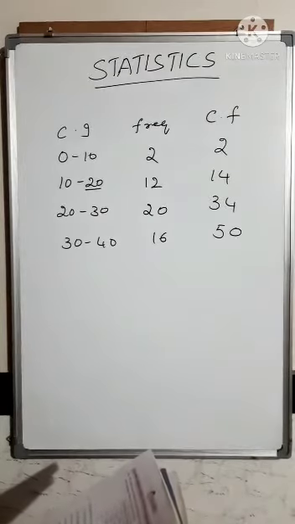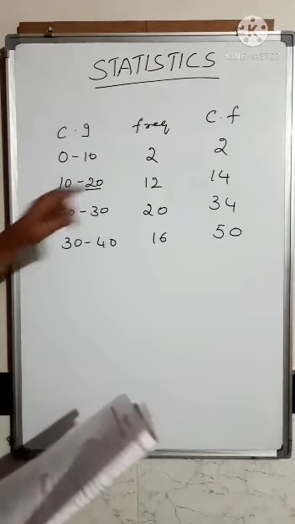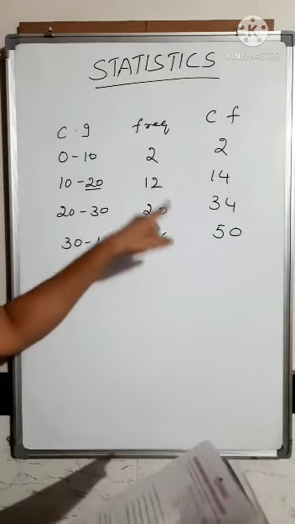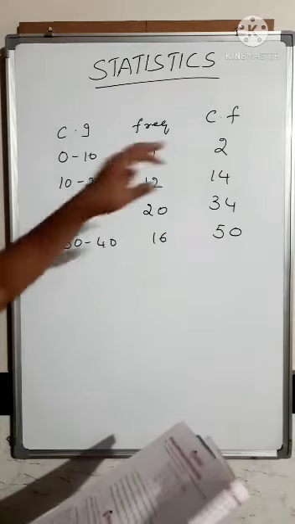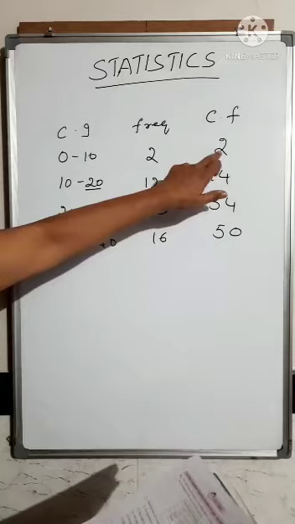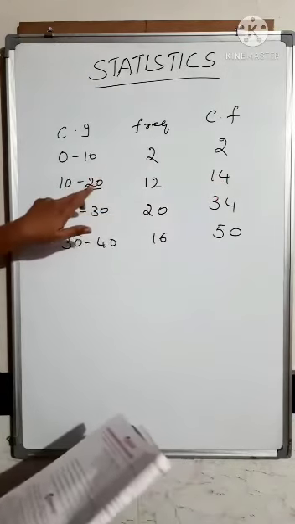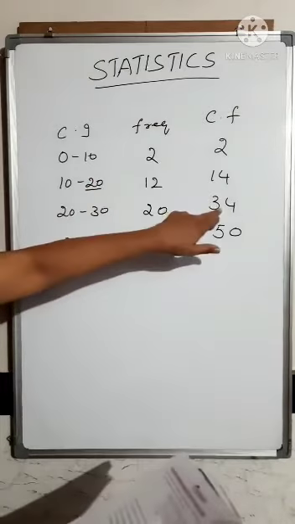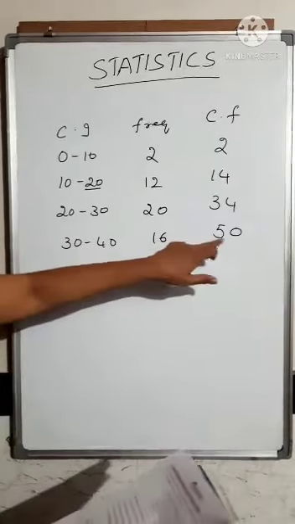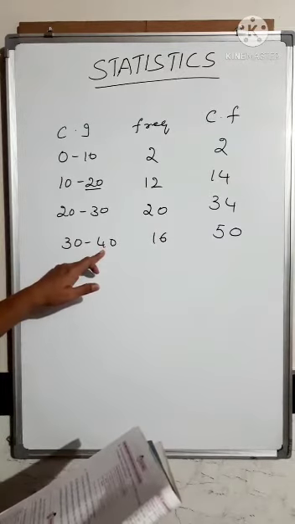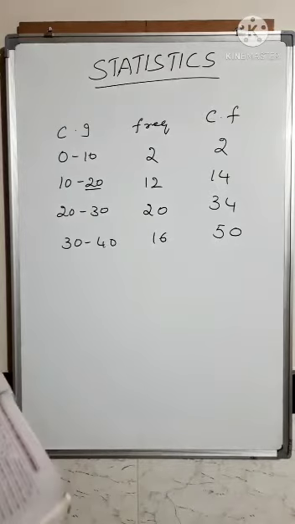So this is how you find out the cumulative frequency of less than type, where you find the total by adding it to the next frequency. And the meaning of this is, 2 is the number of students who have got marks less than 10, 14 is the number of students who have got marks less than 20, 34 is the number of students who have got marks less than 30, and 50 is the number of students who have got marks less than 40. So this is how you prepare the cumulative frequency of less than type.